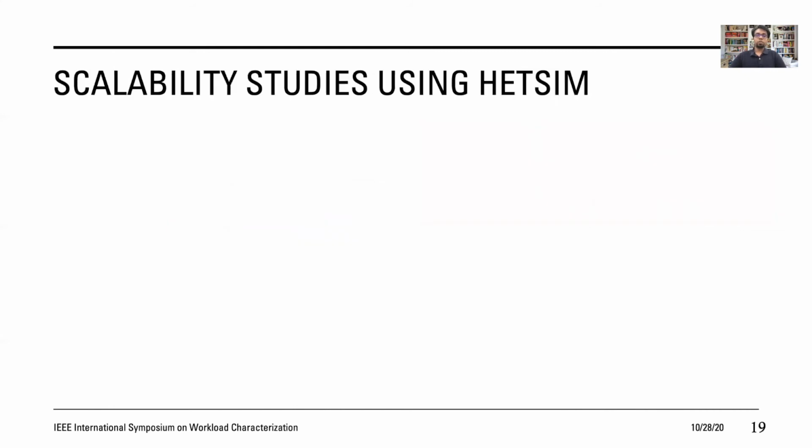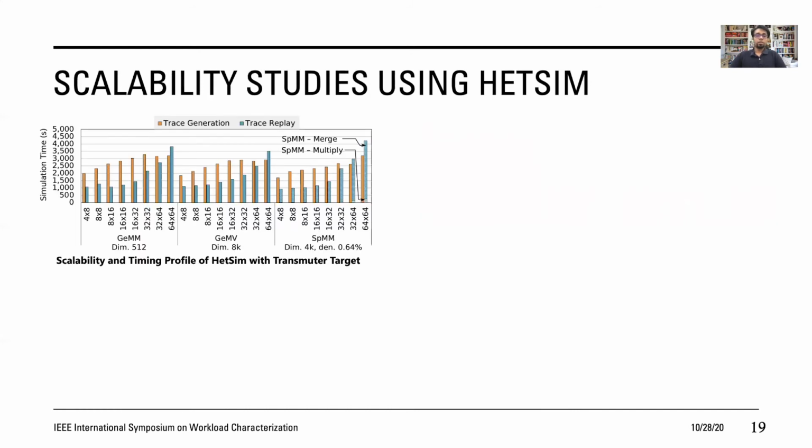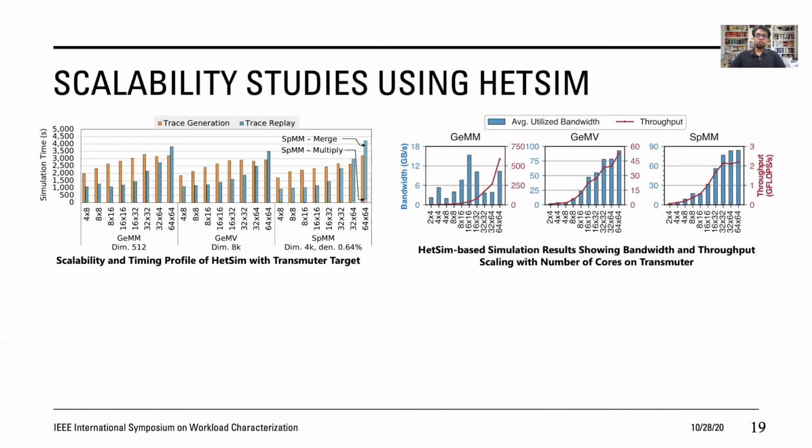First, we'll show some scalability results using HetSim with the Transmuter target. On the left is shown the wall clock time for trace generation with different Transmuter sizes involving different numbers of cores, and also the trace replay time for the whole system. On the right are some bandwidth and throughput studies on the Transmuter architecture that's enabled by HetSim. In fact, HetSim enabled us to simulate up to a 64 by 64 Transmuter configuration that has a total of over 4,000 PEs, whereas our detailed model couldn't scale beyond an 8 by 16 design.